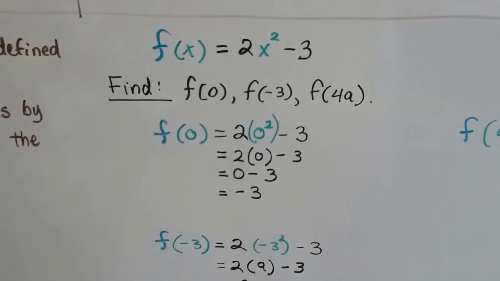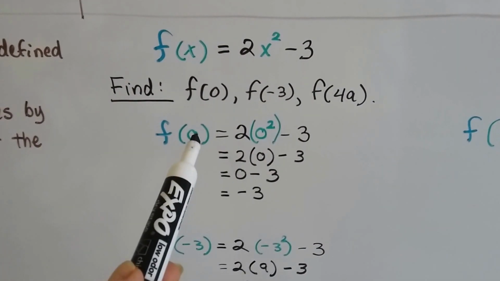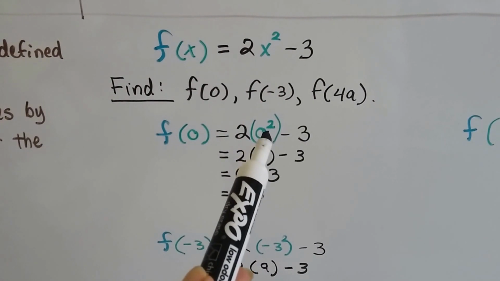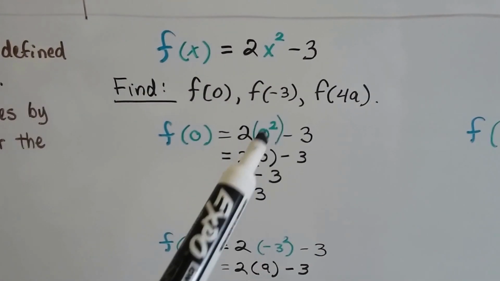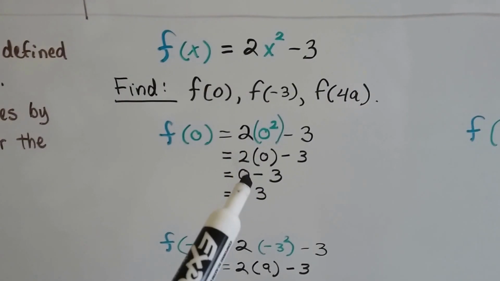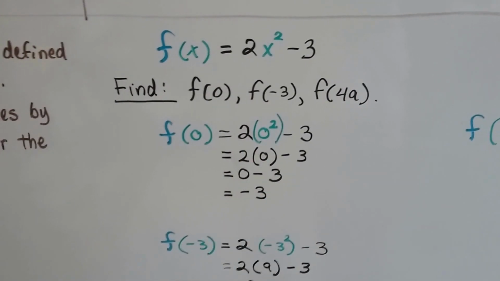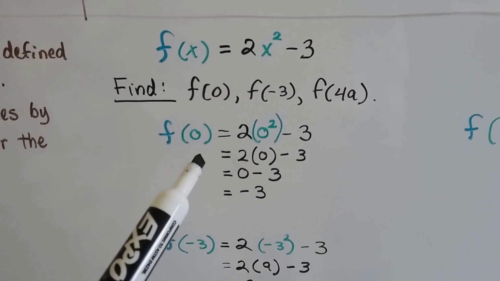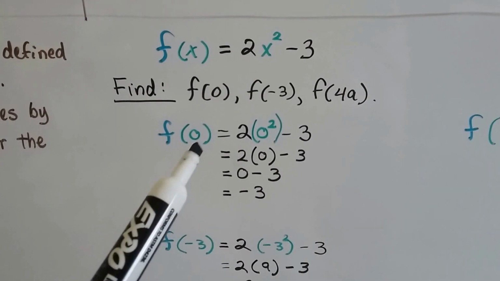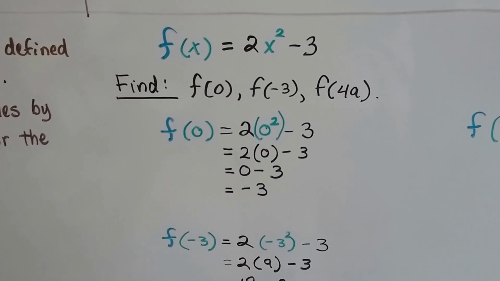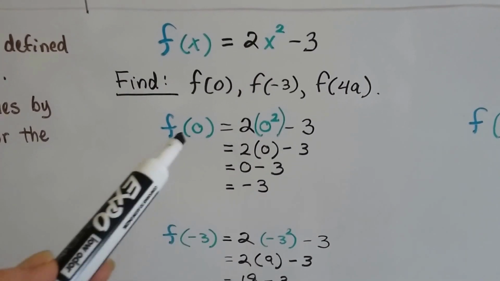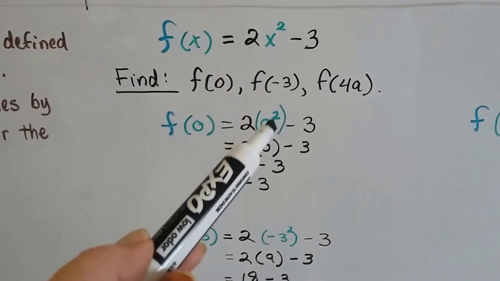See? So now we got 0 squared. We know that's the x value. So that's what we substitute in for the x value there, x squared. Well, 0 times 0 is 0, 2 times 0 is 0, and 0 minus 3 is negative 3. So this function of 0, right here, is negative 3. See how we did that? We just knew that that was the x, so we plugged that in where the x was.